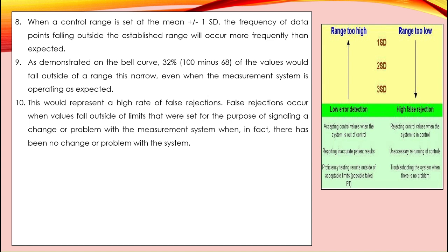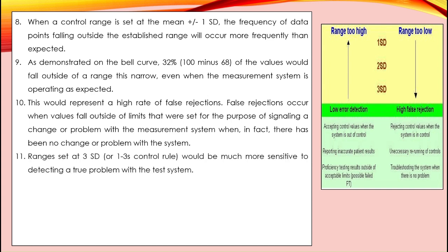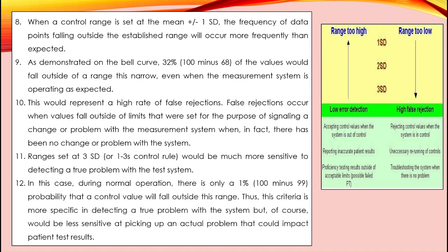False rejections occur when values fall outside of limits that were set for the purpose of signaling a change or problem with the measurement system when, in fact, there has been no change or problem with the system. 11. Ranges set at 3 SD, or 1-3S control rule, would be much more sensitive to detecting a true problem with the test system. 12. In this case, during normal operation, there is only a 1%, 100-99, probability that a control value will fall outside this range. Thus, this criteria is more specific in detecting a true problem with the system but, of course, would be less sensitive at picking up an actual problem that could impact patient test results.